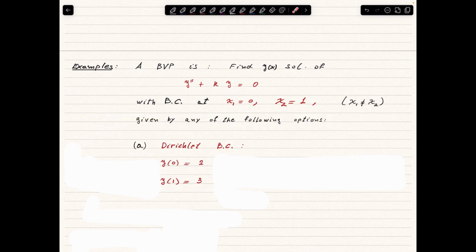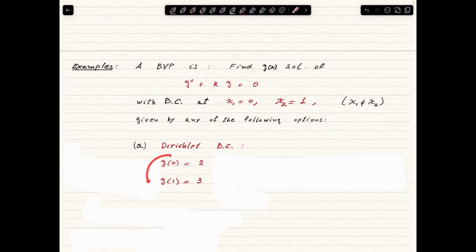The first one is what we call Dirichlet boundary condition, which is to find a solution of this equation that satisfies that the solution at 0 takes a particular value and the solution at 1 takes some other value. So these are 2 conditions on the function y.